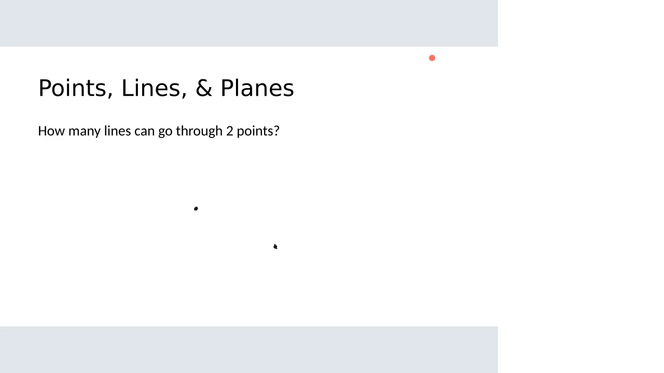Perfect, Lorraine. There's just one. There's just one line I could draw. Hopefully it's a little straighter than that. Let me try again. There we go. That's a little better. There's just one line I could draw that goes through 2 points. There's only one line that can go through those 2 points. So if I have 2 points, they sort of define a line for me.